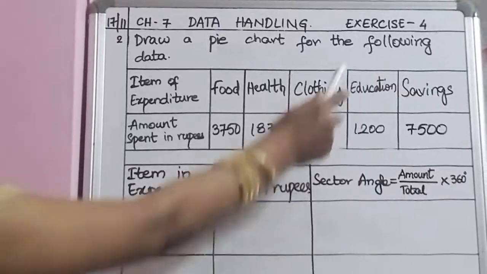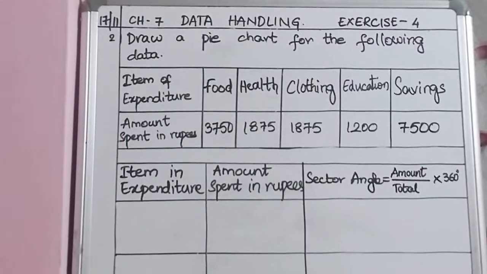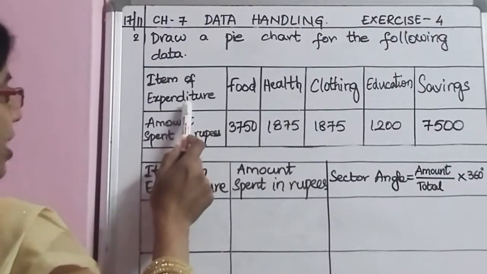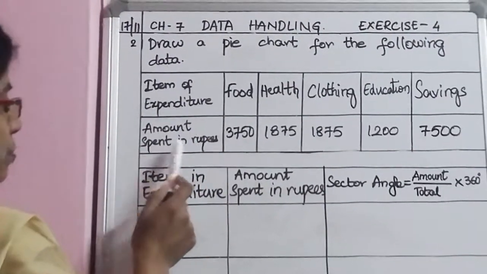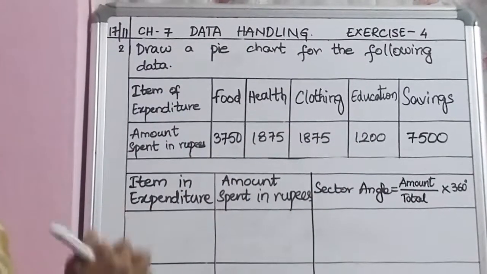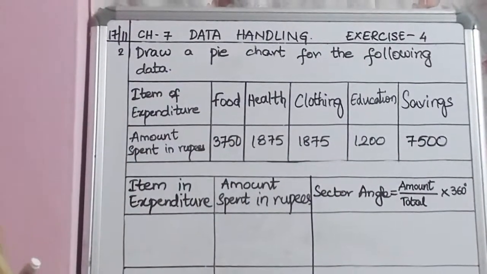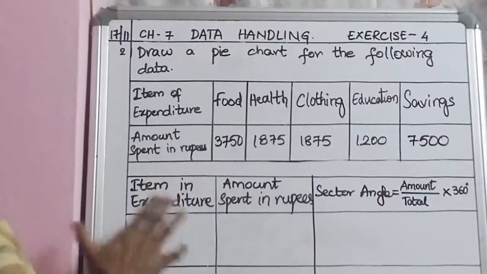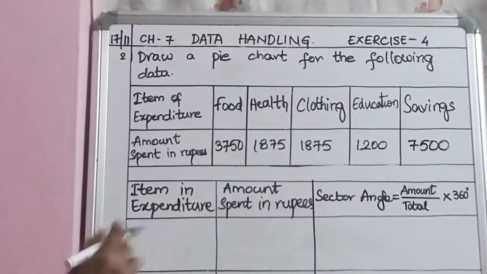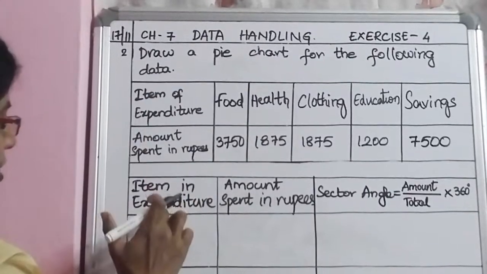Okay, children. Exercise 4, second problem, let us do. Draw a pie chart for the following data. Item of expenditure and amount spent in rupees is given. These are the things which are mentioned. So first thing what we have to do is write this table in a different form. In a vertical form we are going to write item of expenditure, same thing we have written.